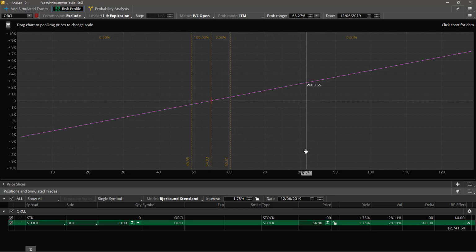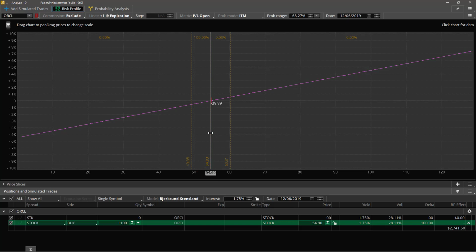On the other hand, if it goes up to $80 per share, 80.05, good enough, then I will have made $2,515. And of course, my break-even point is when the stock is at $54.90.